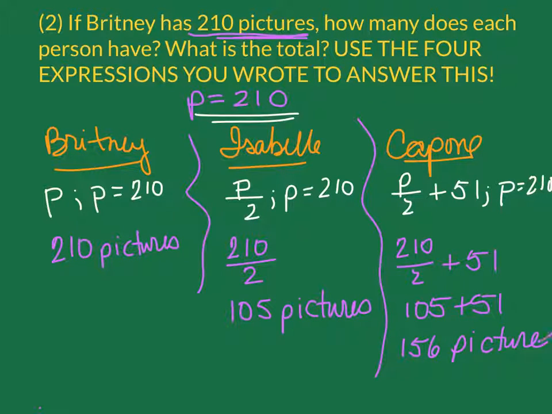Now, many of you are inclined right here to simply add these 3 numbers together to find the total. However, the reason you can't do that is you're specifically told to use the expression you wrote. So the expression that we wrote is P plus P divided by 2 plus P divided by 2, or half of P, that's what both of those mean, plus 51 equals, and what was our total? Oh, this is what we don't know. This is what we're finding out, sorry.